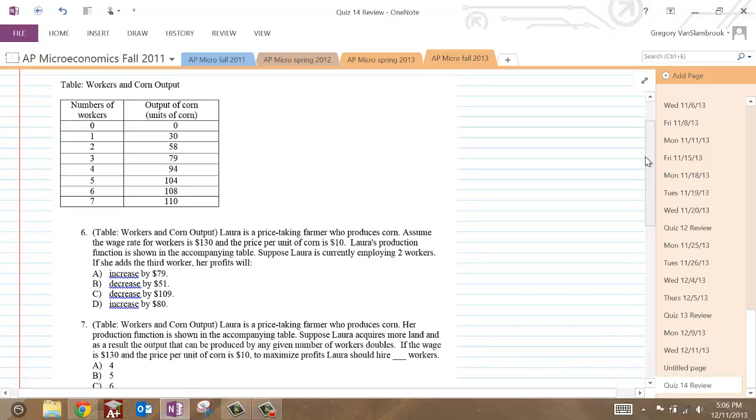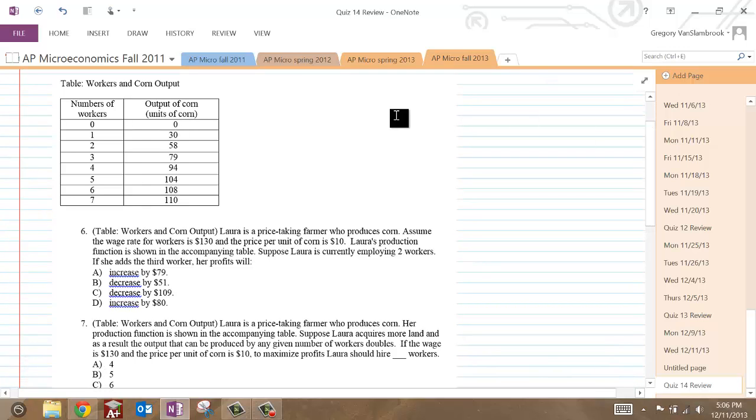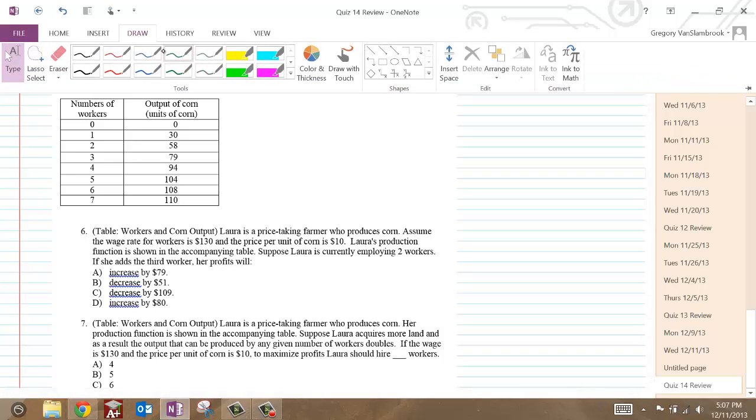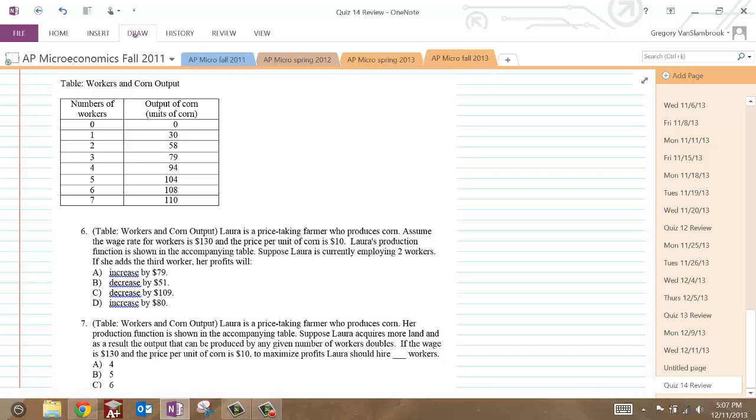It gives us a table. I've seen a couple of these in the last couple of days. Number of workers and output of corn. Remember, this is called a production function. So it's a production function for corn. And the first problem asks about Laura, the price-taking farmer who produces the corn. Gives us a wage rate of $130, and it gives us price per unit of corn for $10.